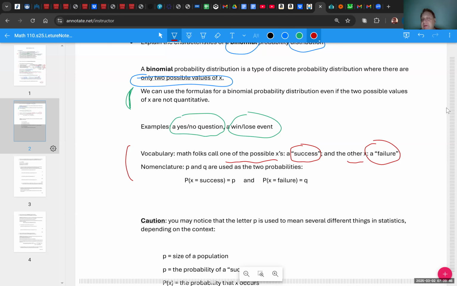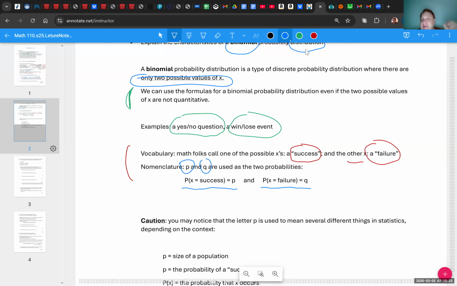So they're going to call one of them always a success, and the other one always then becomes the failure, no matter what it is. You get to decide, or the problem that you're solving will decide for you. Okay. A little bit of nomenclature. Nomenclature means like the letters and symbols used in the math stuff. So we have the letters P and Q for a binomial distribution. P is always the probability of success, and Q is always the probability of failure.